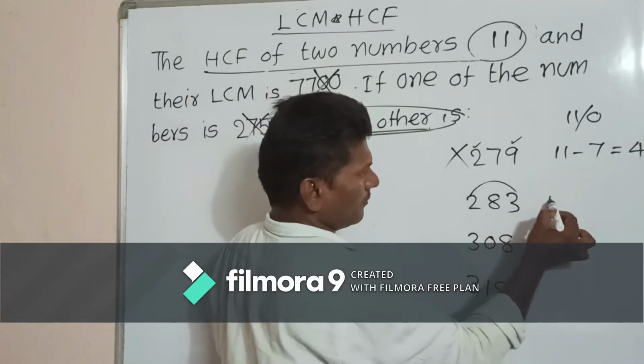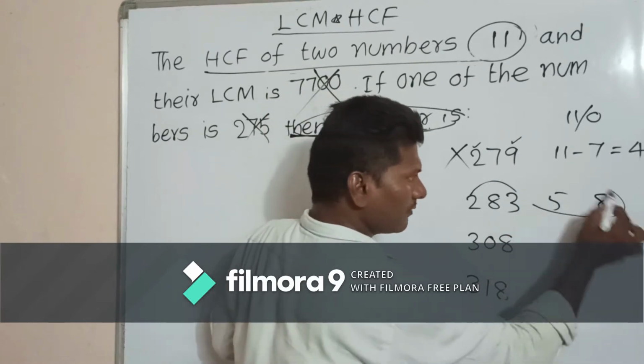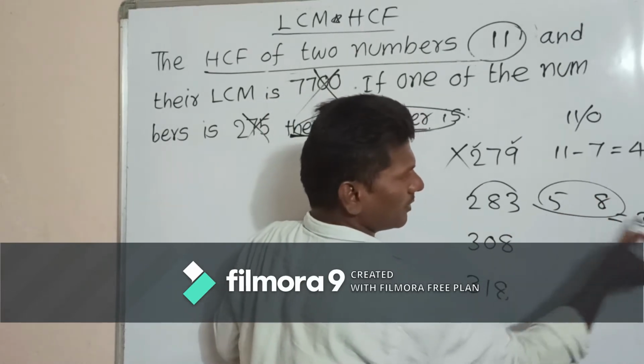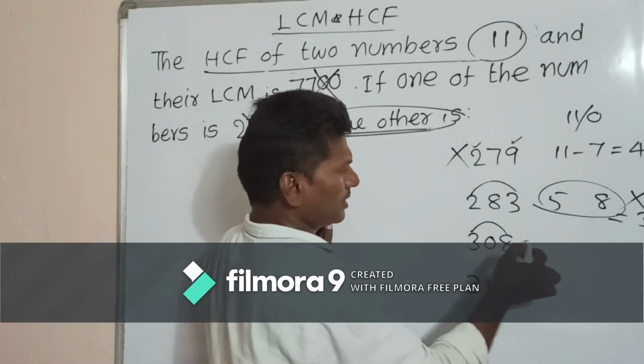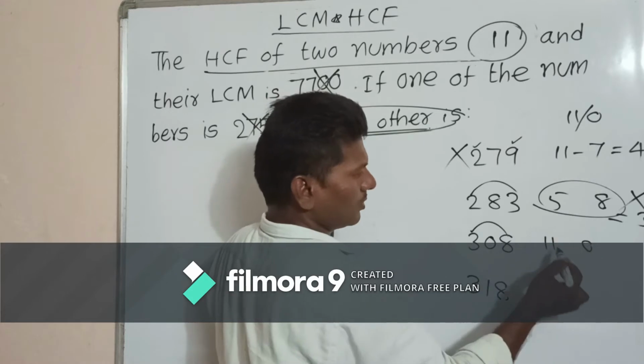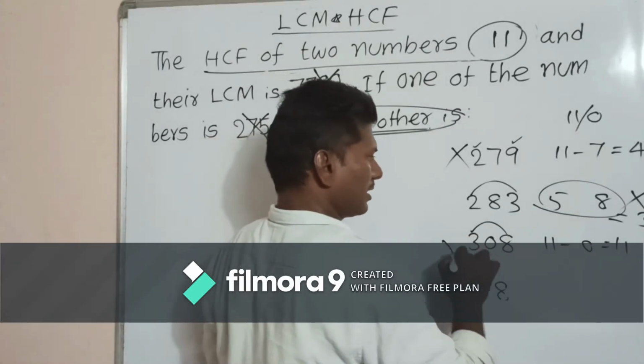Again, 2 plus 3 is 5. The middle digit is 8. The difference of these two numbers is 3, 8 minus 5 is 3. So this is the wrong answer. Next, 3 plus 8 is 11. The middle number is 0. The difference is 11. So this will be the correct answer.